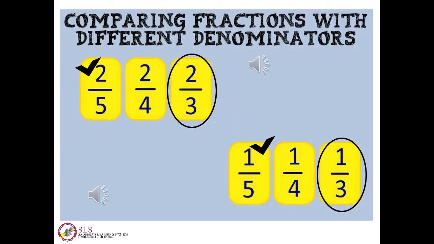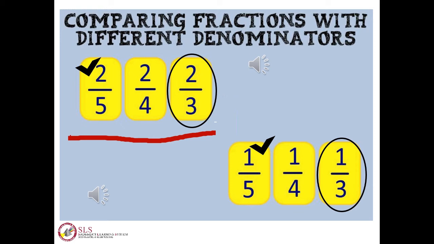Comparing fractions with different denominators, there are two examples given. In both these examples, denominators are different and fractions are compared on the basis of different denominators. After comparing the fractions, we have to tell which fraction is greatest and which fraction is smallest. Let's have a look at first example. Fractions are 2 by 5, 2 by 4 and 2 by 3. Look at the denominators. All the denominators are different. Now compare the fractions and tell which fraction is the greatest and which fraction is the smallest.